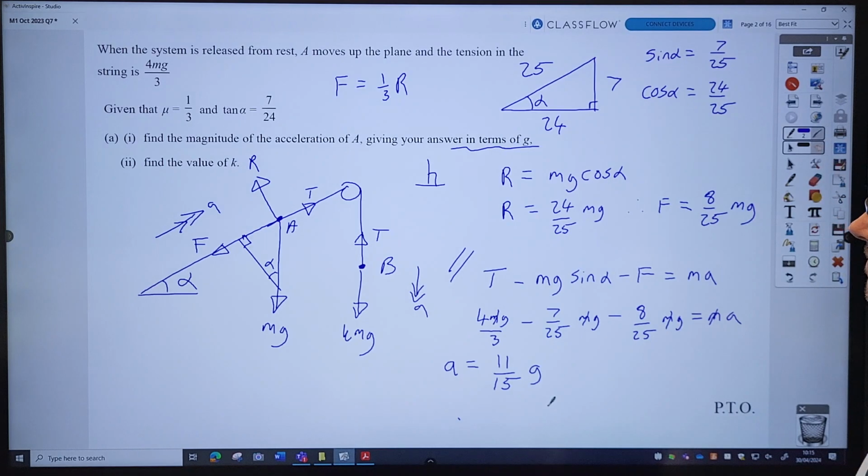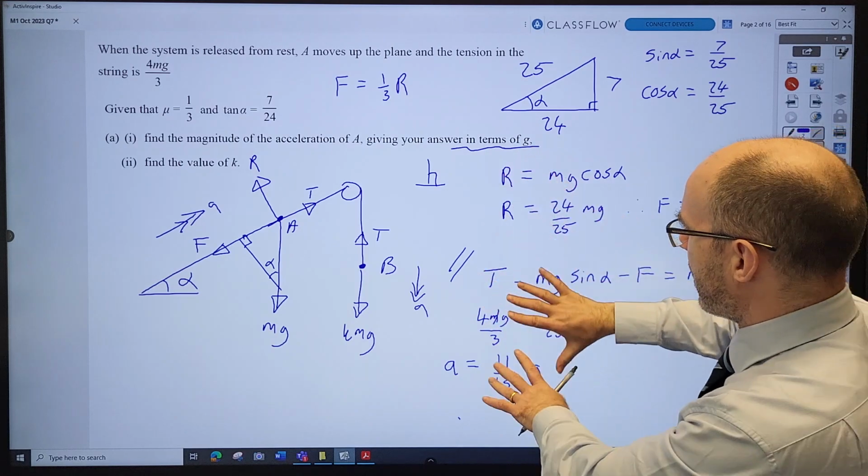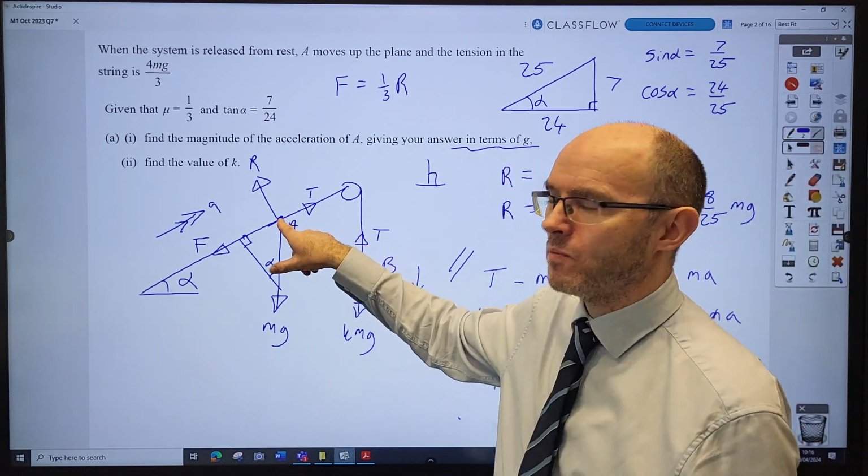Okay. Find the value of k. Well, here I've used my equations of motion for particle A.